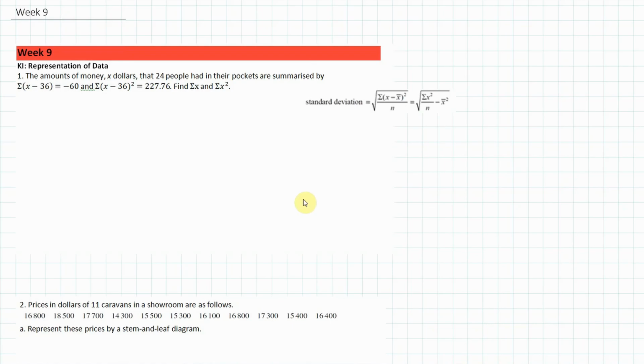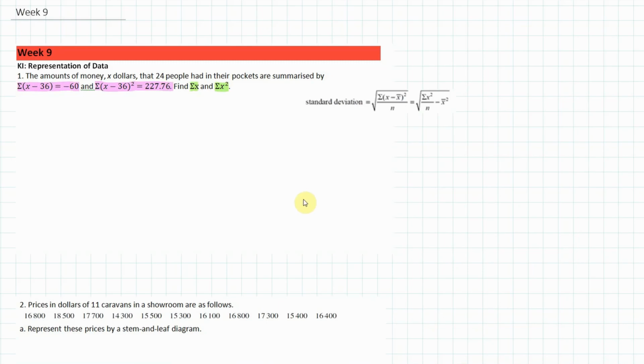The first one, in the representation of data section: we have the amounts of money in X dollars that 24 people had in their pockets, summarised by the sum of X take away 36 equal to 60, and the sum of (X take away 36) squared equal to 227.76. We've just got to find the sum of X and the sum of X squared.